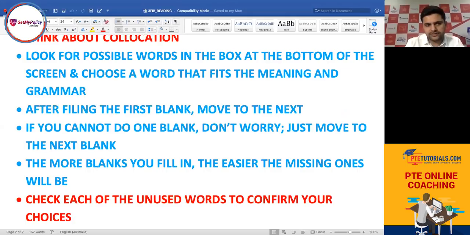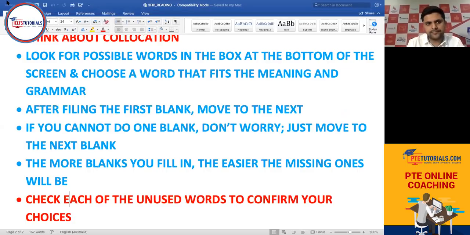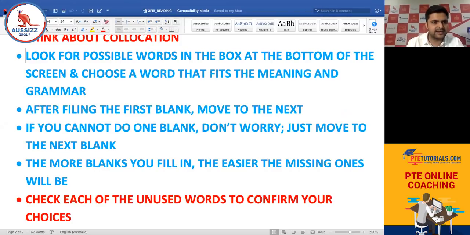Now I'll quickly explain how to do this with an example. So let's do one example for this, and you will get an idea of how exactly to use this particular method for solving the reading fill in the blanks, drag and drop. Now I'll just give you a quick review of what you have to do for solving the fill in the blanks, drag and drop.